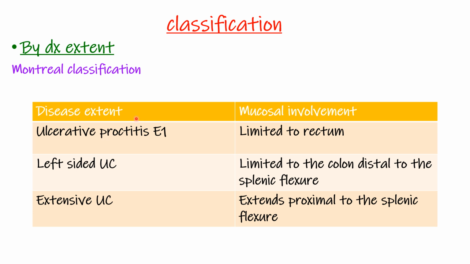So let's dig in. In terms of classification, we classify the disease according to extent and according to severity. In terms of extent, we use the Montreal classification. The disease is characterized into three: ulcerative proctitis, left-sided ulcerative colitis, and extensive ulcerative colitis. In ulcerative proctitis, the mucosal involvement is the rectum.